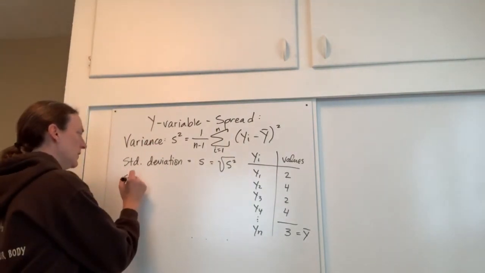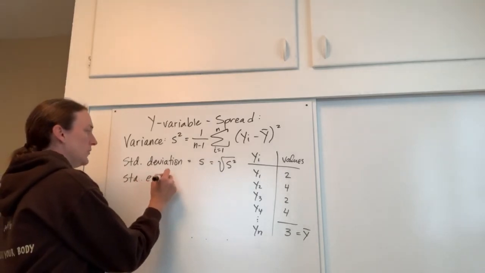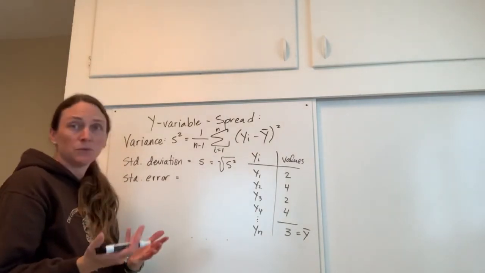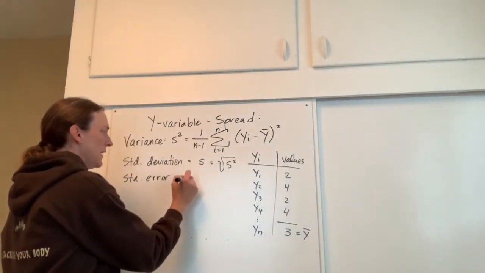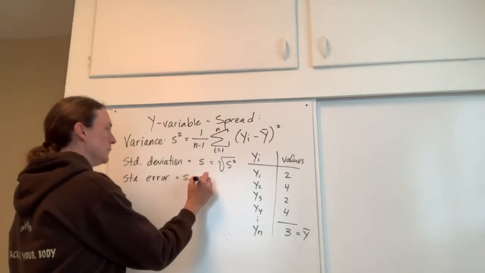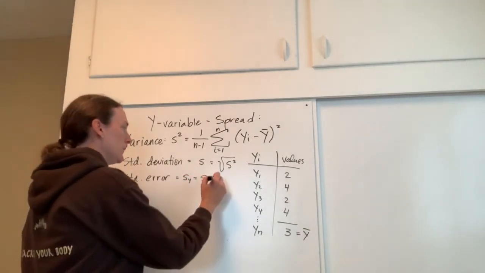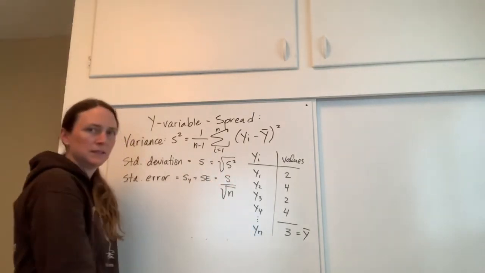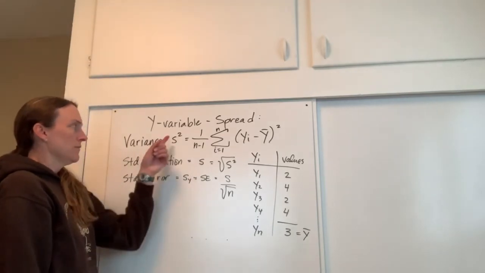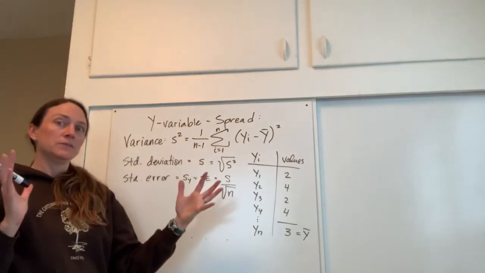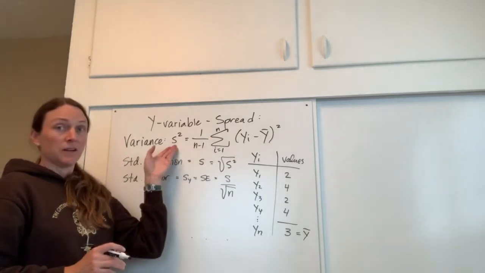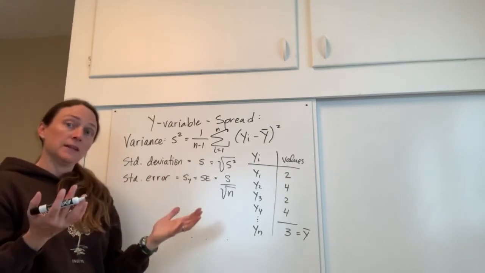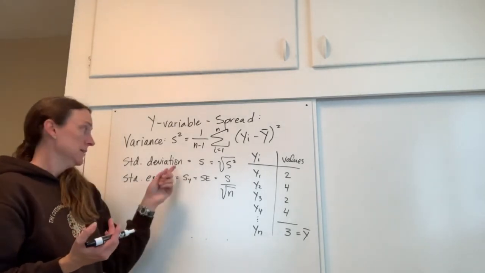Another measure of spread is called standard error. We can use a number of symbols to signify this. Sometimes it's S sub y, sometimes it's SE. What it really is, is the standard deviation S divided by the square root of n. So the largest value in terms of the measure of spread is the variance. If we take the square root of that, we get a smaller number, but it still tells us about how variable the data set is. It's called the standard deviation.